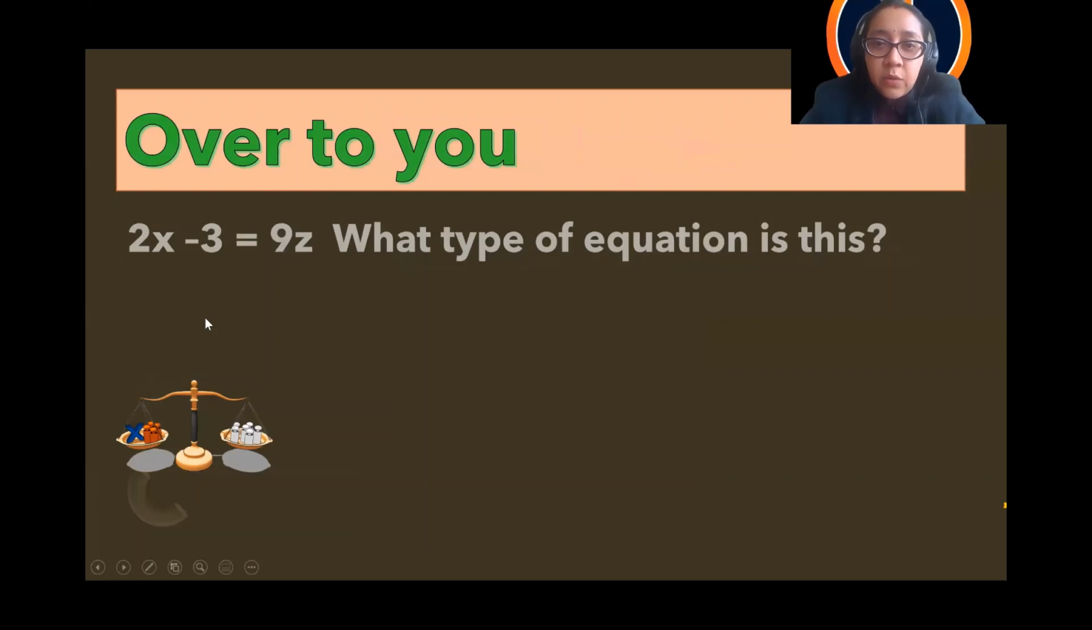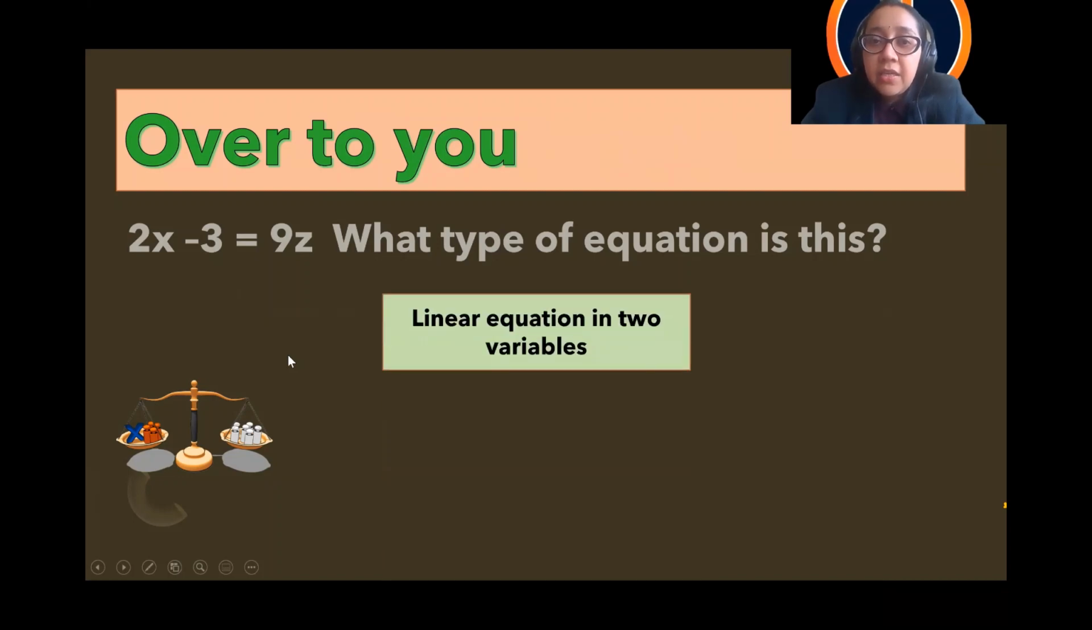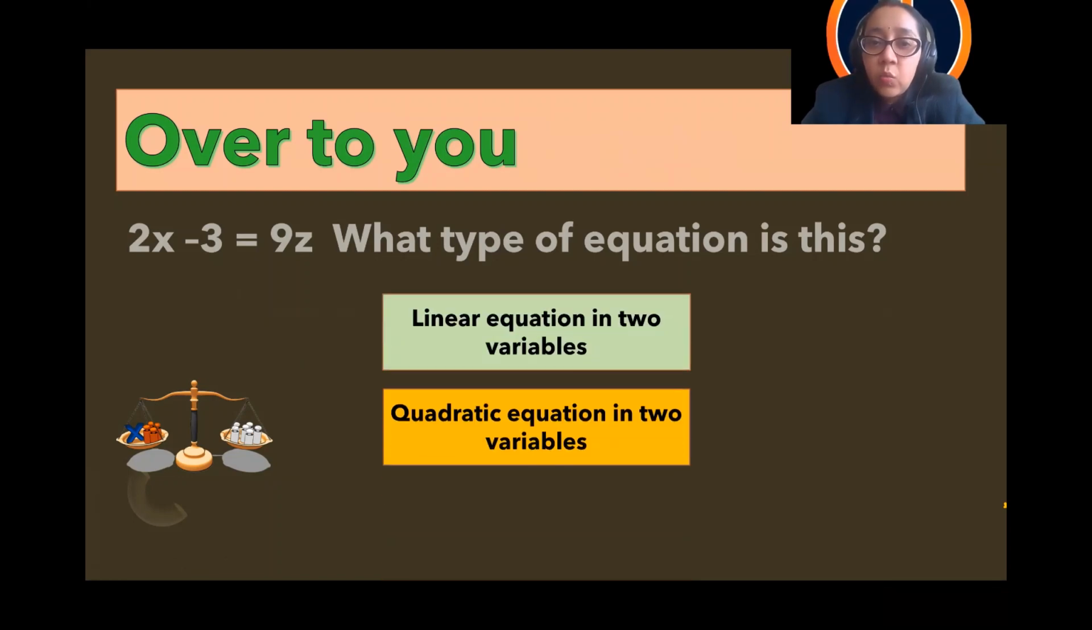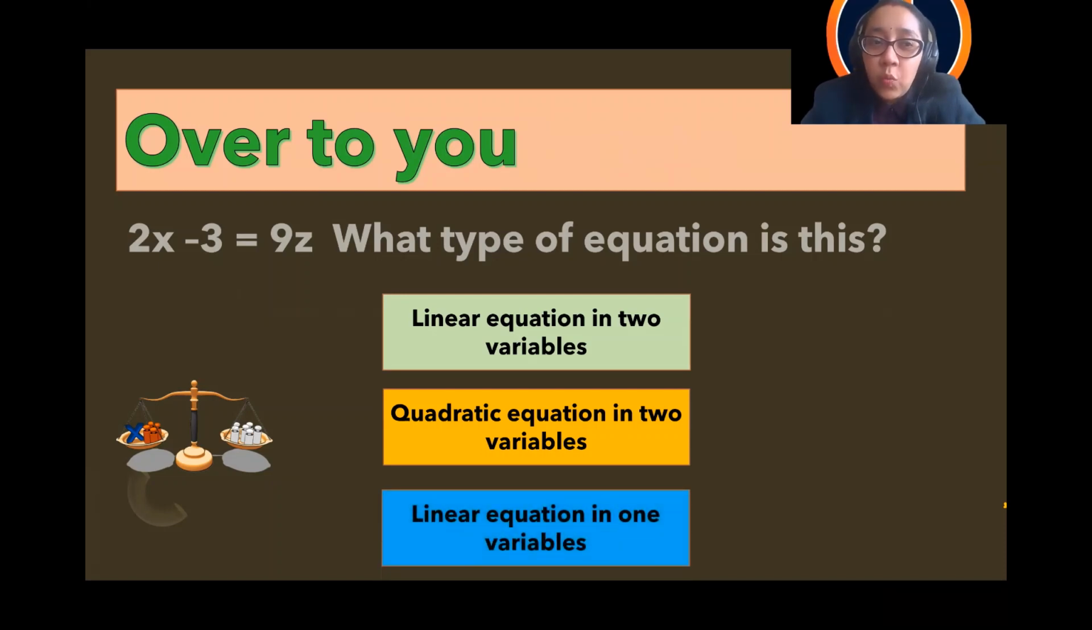Okay. Next question to you. What type of equation is it? 2x minus 3 equal to 9z. Write down in the chat. Linear equation in two variables, quadratic equation in two variables, or linear equation in one variable. Write down now.